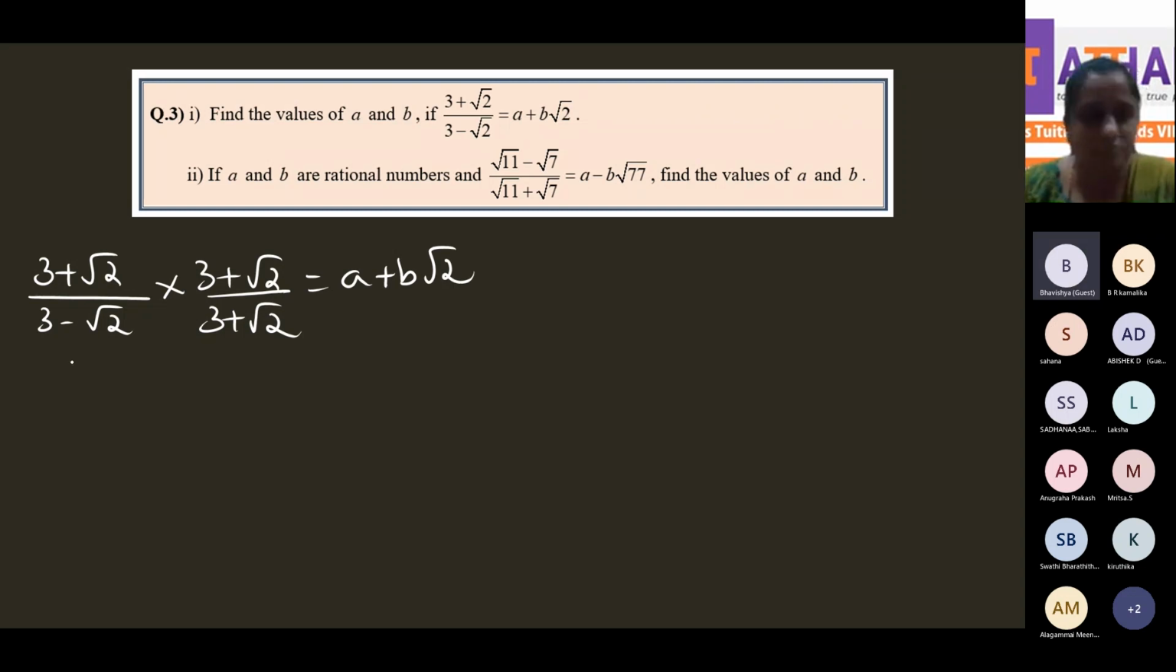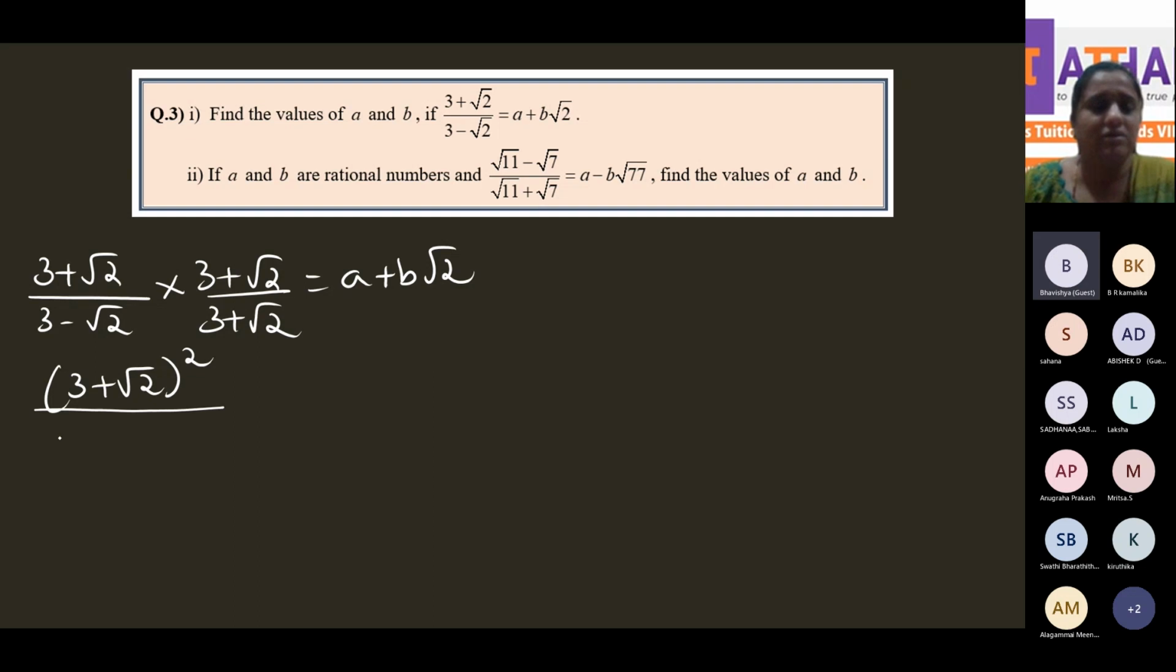Ma'am, after that, first in the numerator, we should use the formula like a plus b the whole square, 3 square minus 2 into 3 into. No, you must write this. So the numerator is a plus b into a plus b, which is a plus b the whole square. Children, I do. A plus b into a plus b, which is a plus b the whole square. Divided by 3 minus root 2 into 3 plus root 2.